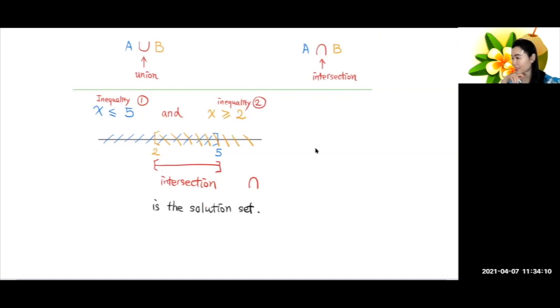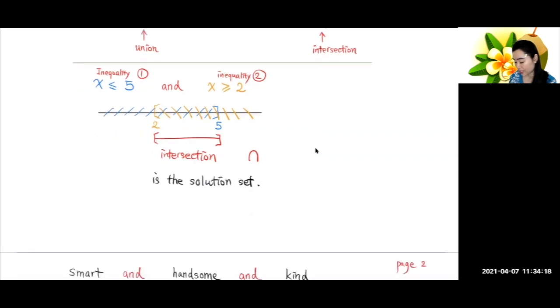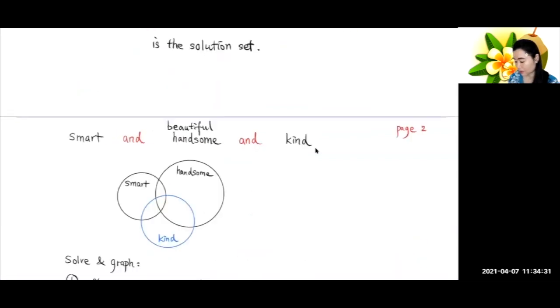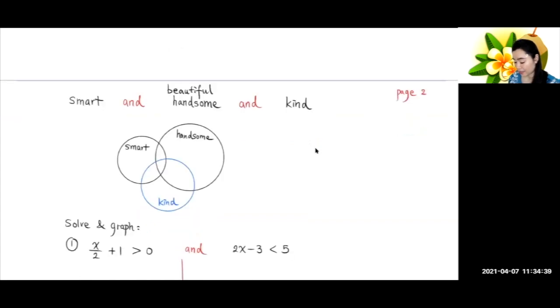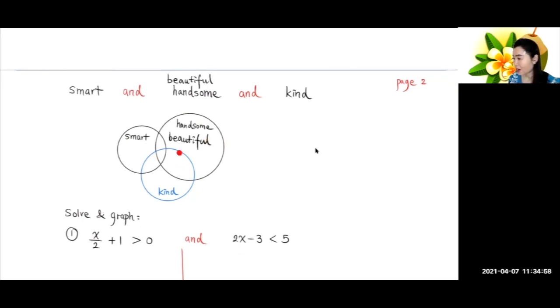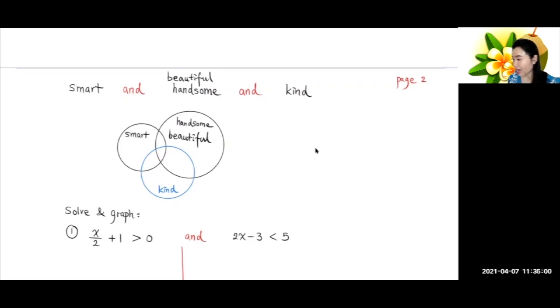Now, some people find it a little hard to understand: when they say "and", how come you take the intersection and not the union? Let's think about an example. Say we are looking for people who are smart, beautiful, handsome, and kind. We have some people who are smart. We have some people who are beautiful and handsome. And we also have some people who are kind. So where are those people who are smart, beautiful, handsome, and kind?